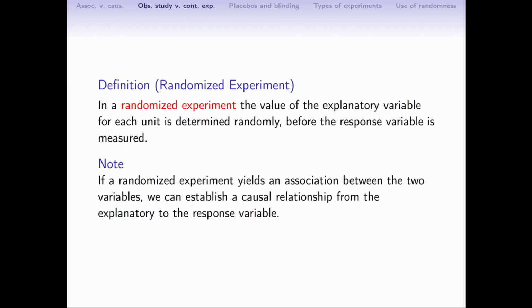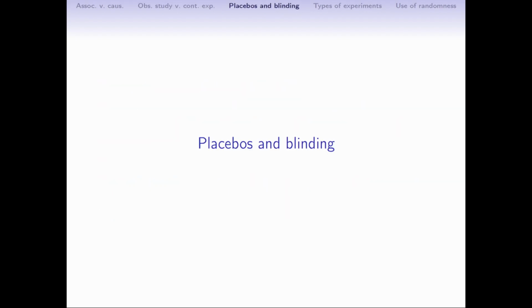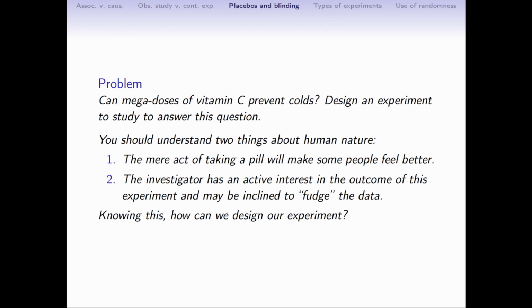Okay, now the next thing we're going to want to study is placebos and blinding. One way to understand placebos and blinding is to look at it in the context of an example. Can megadoses of vitamin C prevent colds? We want to design an experiment to study and answer this question.